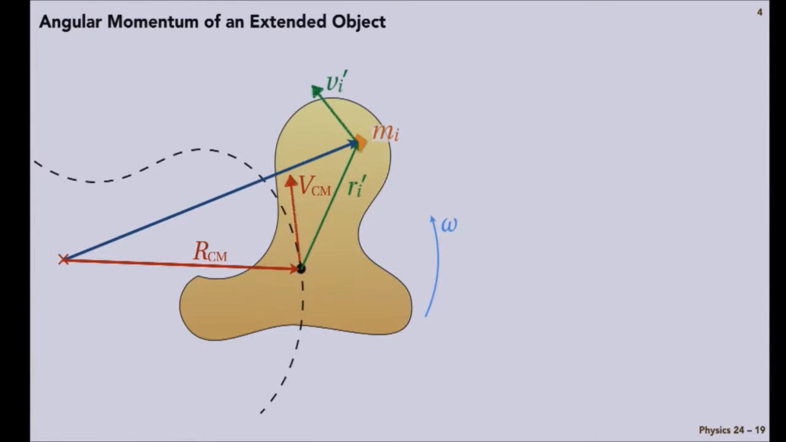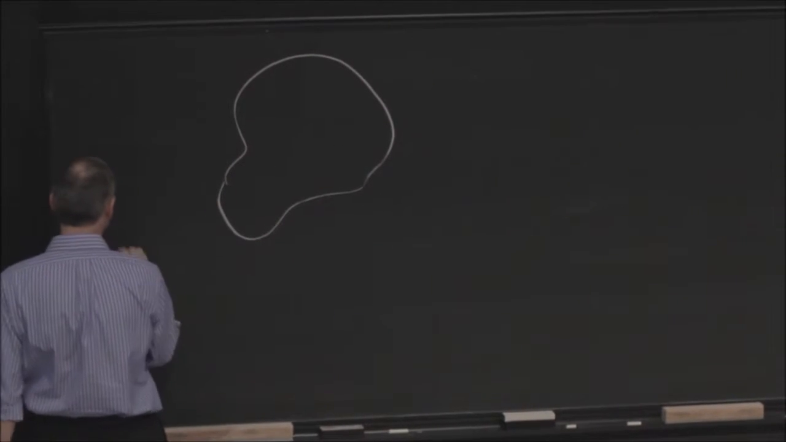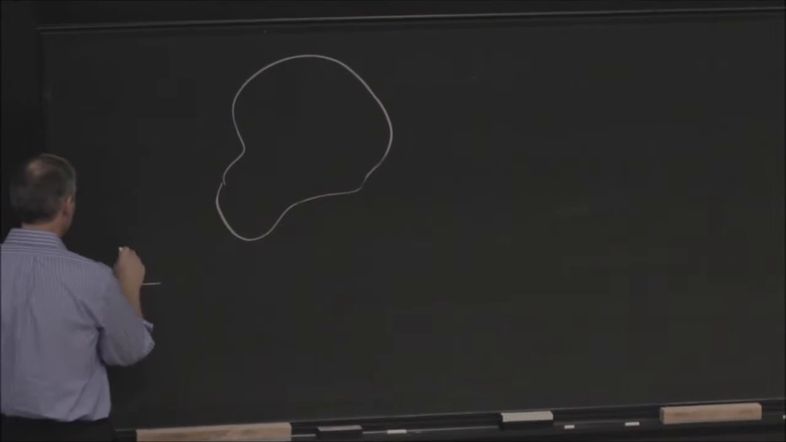Now I want to consider the honorable physics potato diagram. So we have some general extended object, and I want to calculate its total angular momentum. I'm probably not going to be able to draw exactly that, but it doesn't really matter. I have some crazy object here. I'm going to put a coordinate system down here.